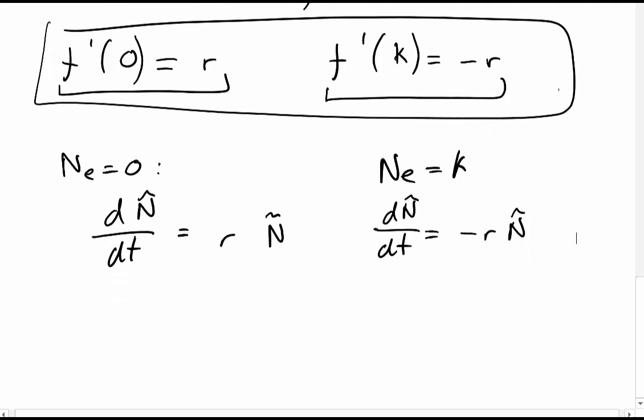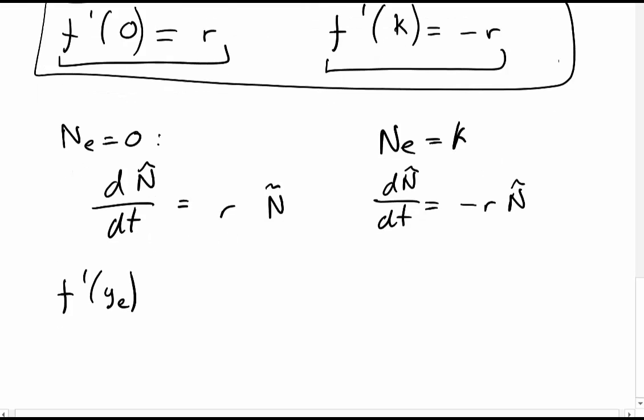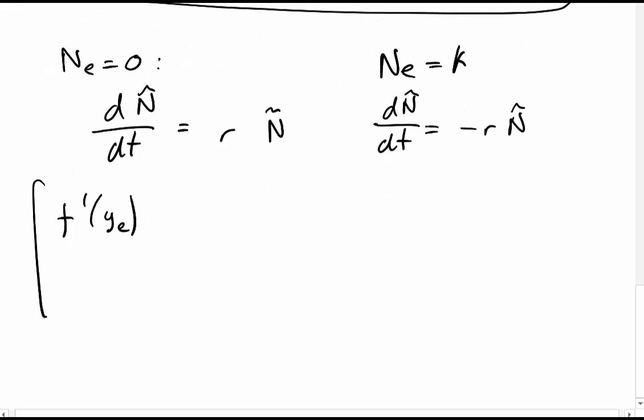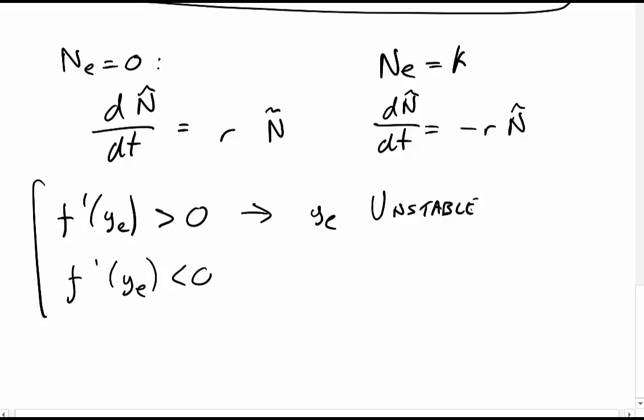Now, let's consider what we had before. So this is basically the end of the last video. We had that when the derivative was greater than 0, what does it lead to? It led to the fact that ye, so whatever's inside the bracket, so our equilibrium point was unstable, all right, unstable. And then when it was less than 0, it led that ye, so our equilibrium point, was stable, or asymptotically stable, I should say. Asymptotically stable, all right.